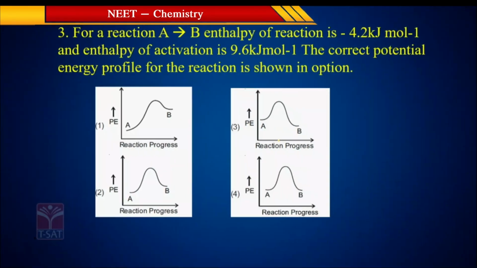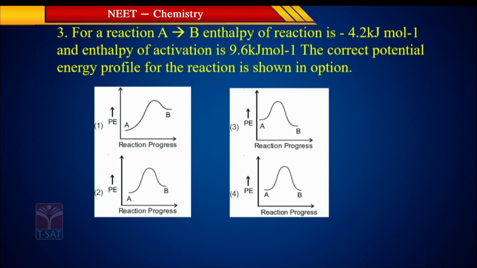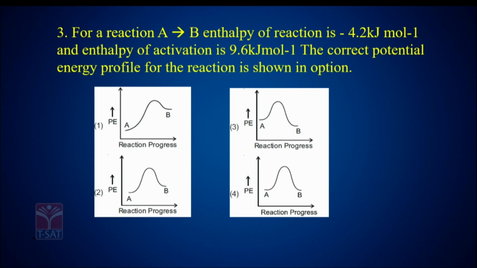And next question. For a reaction A to B, enthalpy of reaction is 4.2 joules per mole, right, and enthalpy of activation is 9.6 joule per mole. The correct potential energy diagram for the reaction shown is.